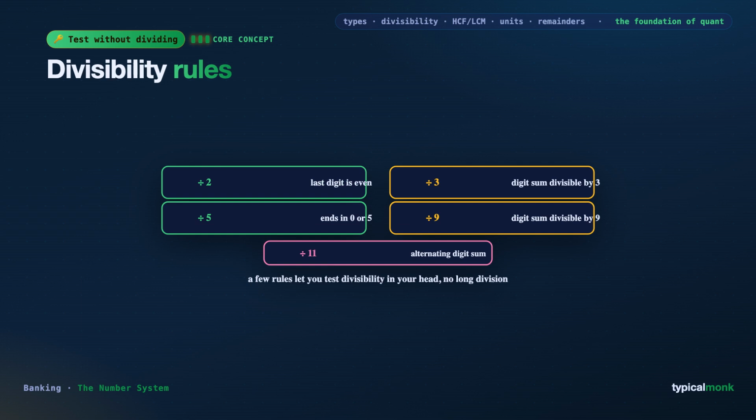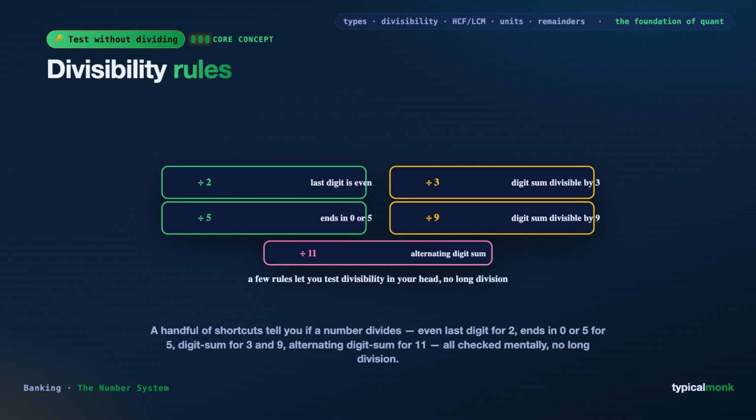The point is not to memorize them as dry facts, but to use them as instant tools. Whenever a question asks whether something divides, or hands you a big number to simplify, these rules let you test divisibility mentally, no long division, saving precious seconds under exam pressure.